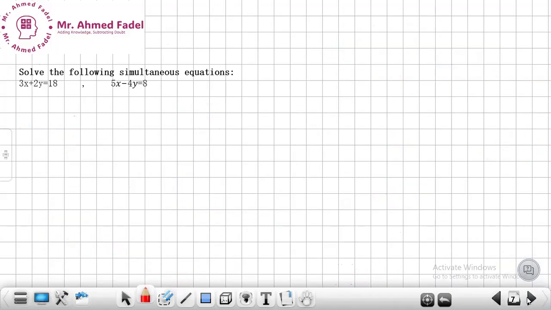The last question in today's revision. Solve the following simultaneous equations. Here I have two variables on the left side. I'm going to use the elimination method. I cannot use the substitution method here. So I'm going to put them on top of each other this way.